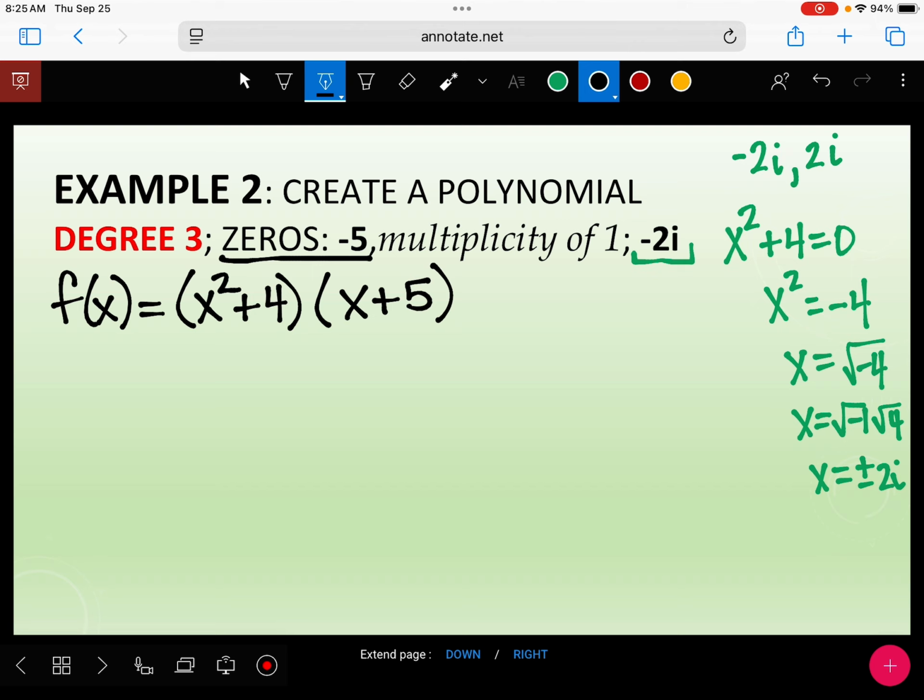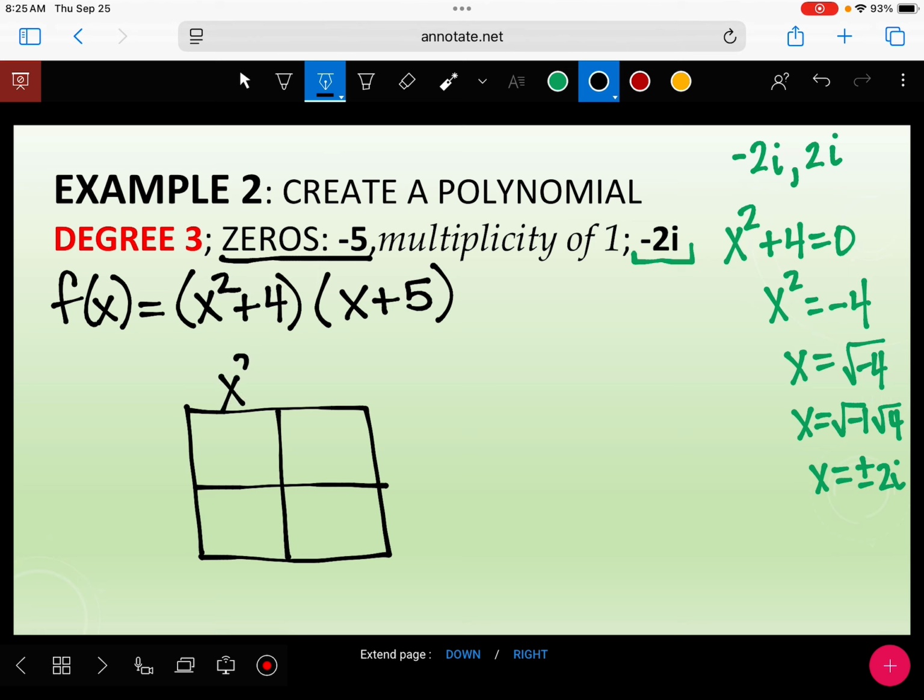So now to write our polynomial, we need to multiply these together. And that's going to give us the function that is a third degree function with a 0 at negative 2i, positive 2i, and negative 5. So I'm going to go ahead and make a box because I do like making boxes for multiplying. Go ahead and fill in all 4 squares.